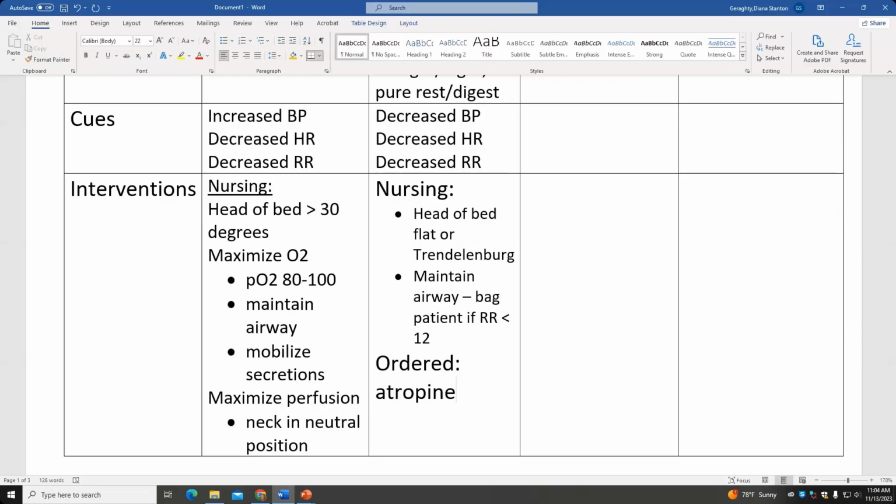Atropine is an anticholinergic. Anything cholinergic is your parasympathetic system. I used to say this in my lecture in block 3, but that's why the parasympathetic stimulates your colon. It's the rest and digest. And so cholinergic is your parasympathetic system. So atropine is an anticholinergic, blocks the parasympathetic system. Do you think that would be helpful in this situation?